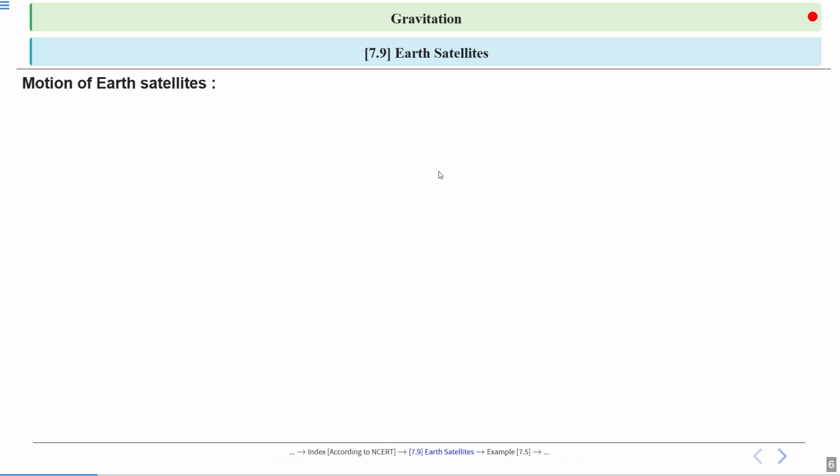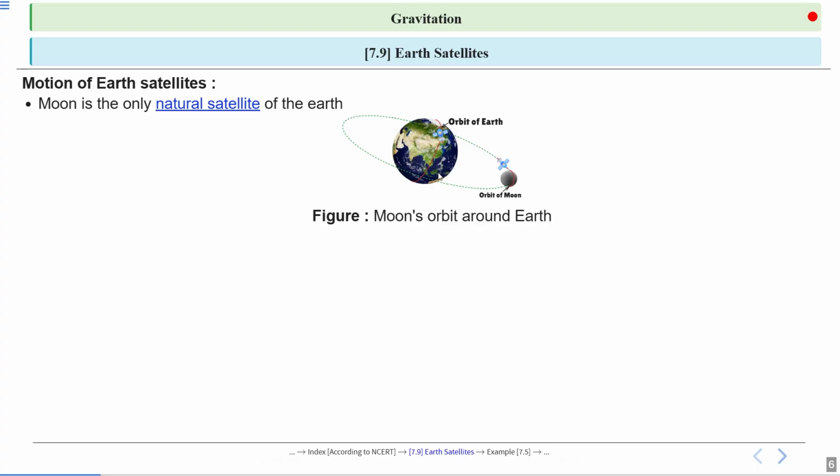Let's continue with motion of Earth satellites. Moon is Earth's only natural satellite. The figure shows the moon's orbit, which is important for understanding its movement relative to Earth. Look at here, this is the relative movement relative to Earth. Keep this visual in mind as we delve deeper into its motion.